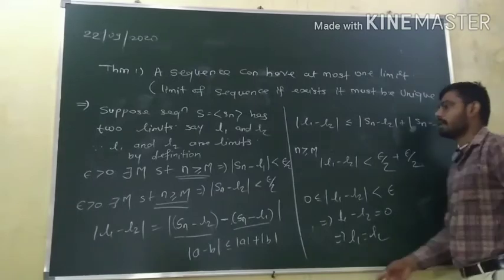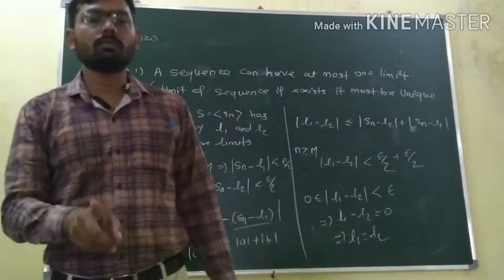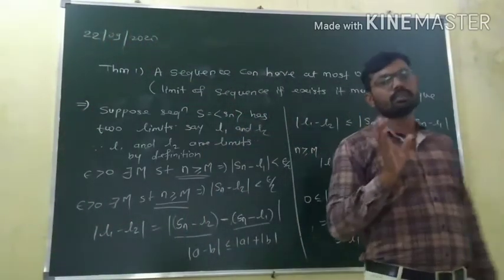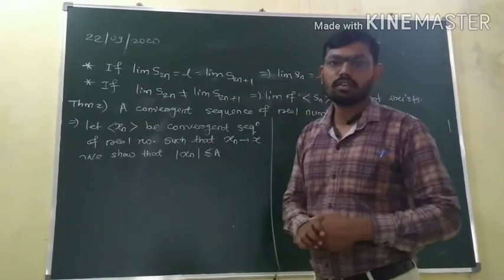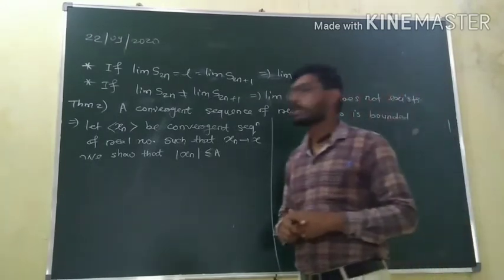So this implies a sequence has at most one limit, or if the limit of a sequence exists, it must be unique. Okay, so friends, next you will see one important condition for the limit of a sequence.